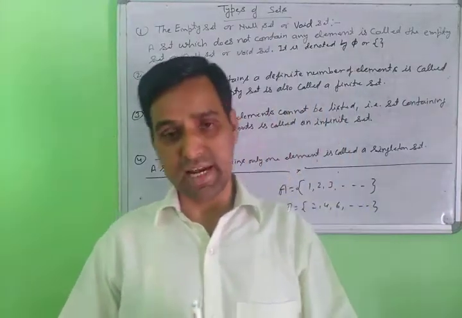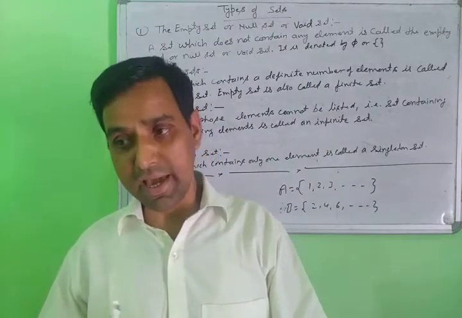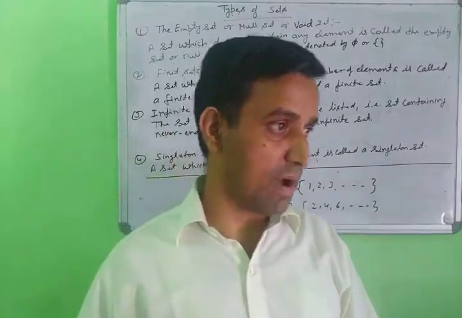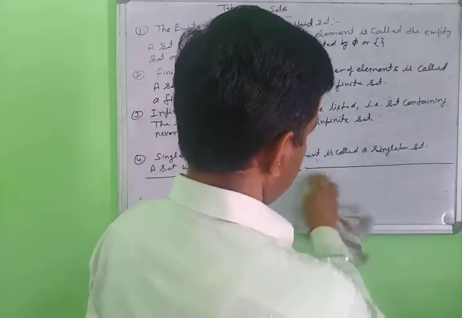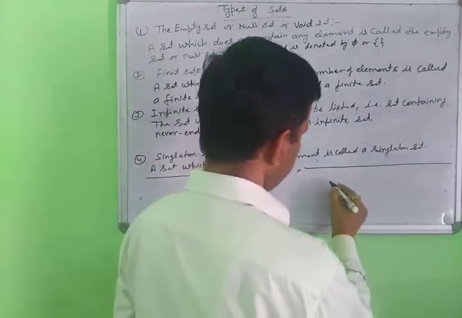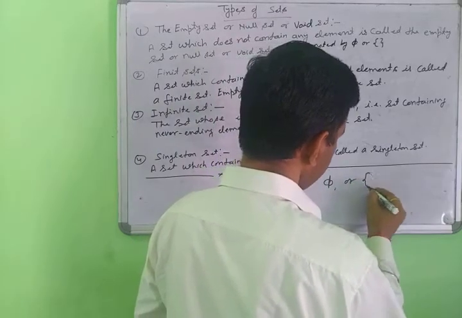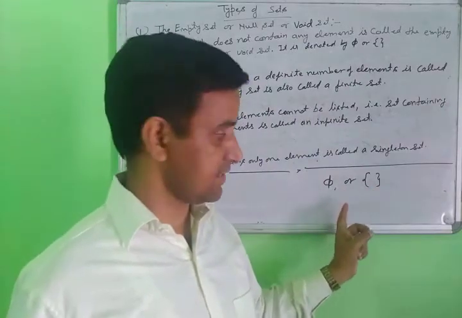Definition of the null set: a set not having any element is called the null set. The null set is represented by φ. Otherwise you can represent it in this form. This is the representation of the null set.